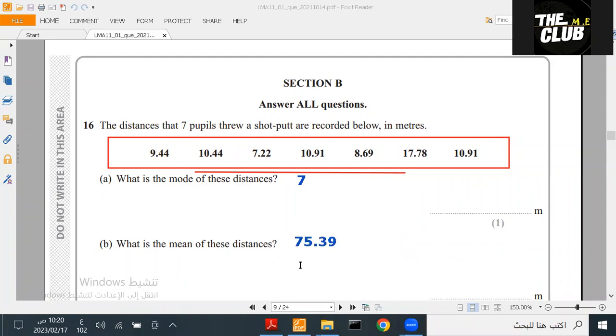I'm adding them and then dividing them by the number, which is 7. So after adding them, I'll divide them by 7. And why did I divide by 7? Because this is how you get the mean. You add them and divide them by their number. And the answer will be add and then divide by 7. I will get 10.77. And this is the mean for this data.